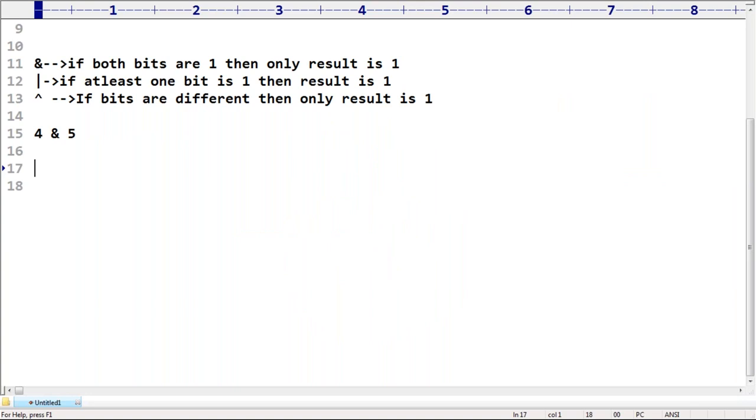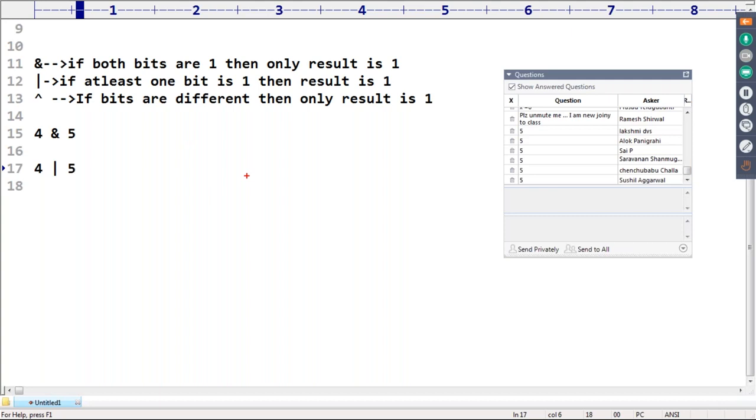What is the meaning of bitwise? Similarly, 4 OR 5. Anyone, can you please guess what is the answer? What is the answer we are going to get? 4 OR 5. What is the answer by default? 5. 5 itself is the answer. Simple, you can apply bitwise.